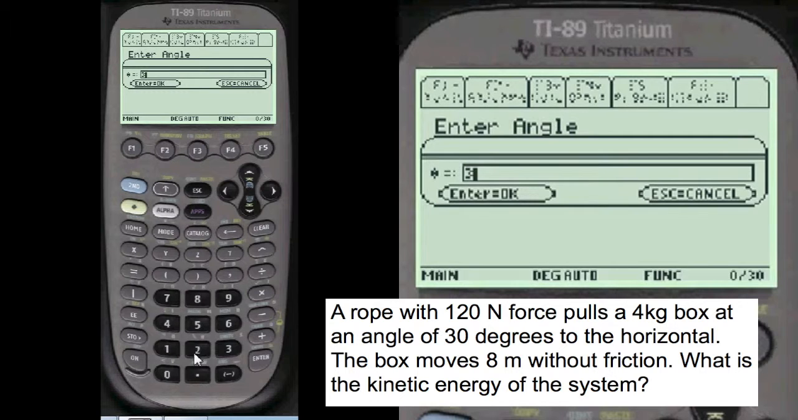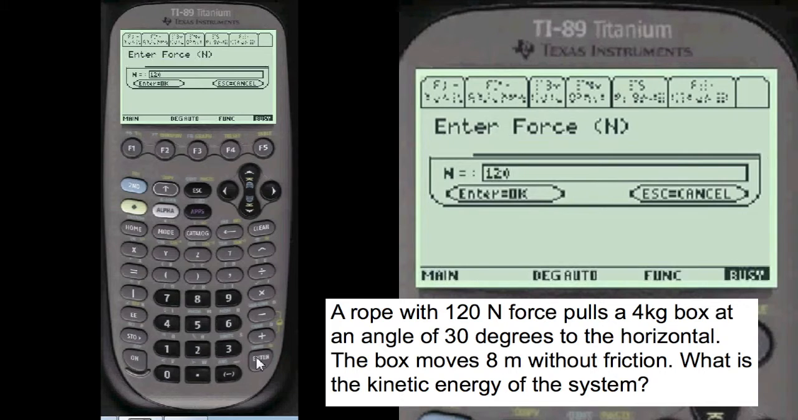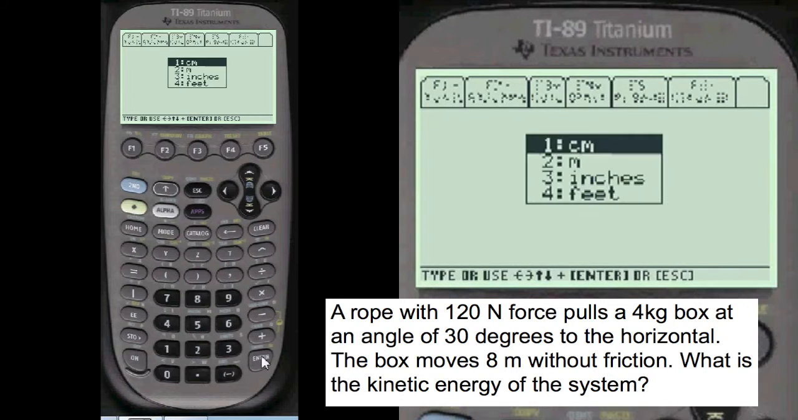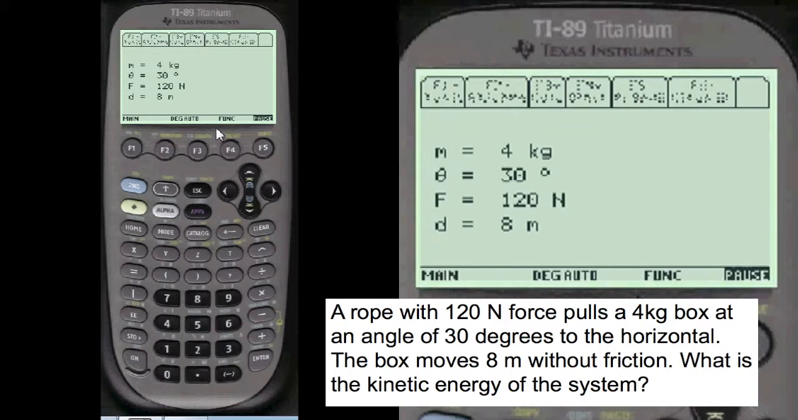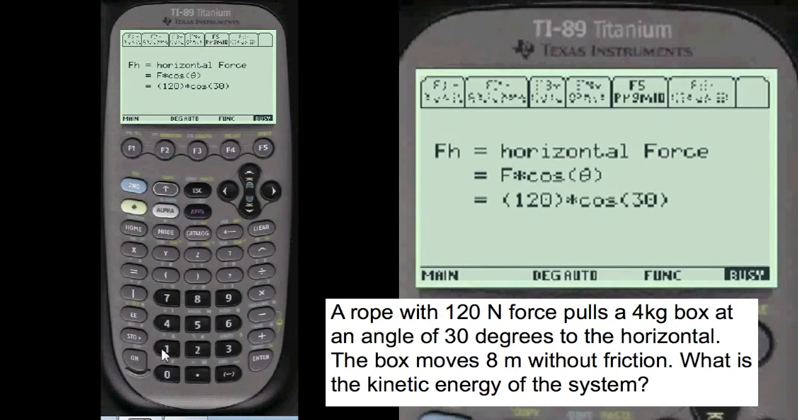The angle is alpha 30. The force is alpha 120. The distance is alpha 8 meters, number 2. I always show you what you've entered. You can change it if you want. I say it's okay. And we do the calculations.